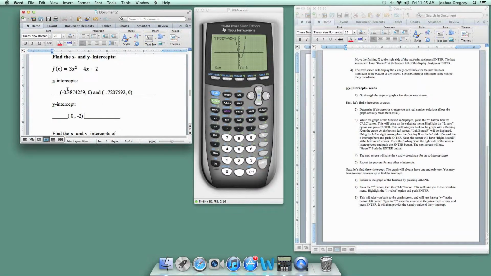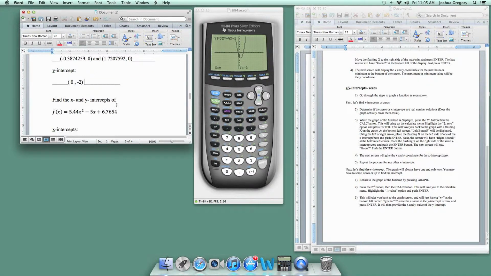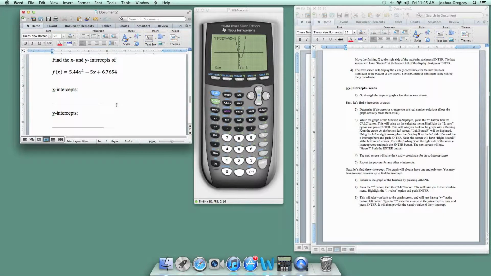Alright, well there we found our x-intercepts, or our roots, or our zeros, and the calculator says zeros, and we found our y-intercept. Okay, so like we did earlier, I have one problem for you guys to do to find both of those. It's on the handout. So go ahead and try those on your own.